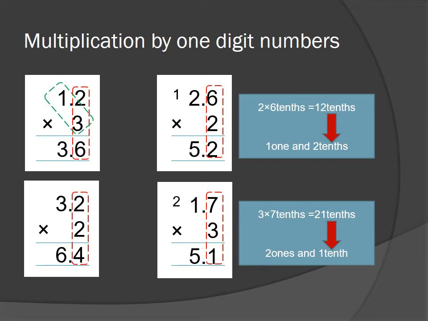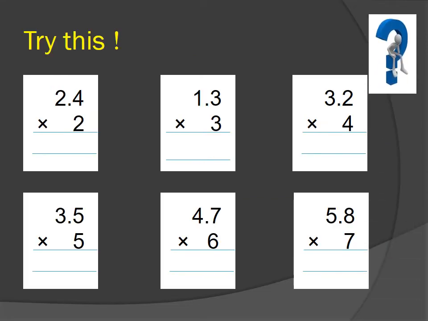Then you can multiply 1 by 3. 1 times 3 is equal to 3. 3 plus 2 is equal to 5. Now you can try to get the answers for these multiplication questions.